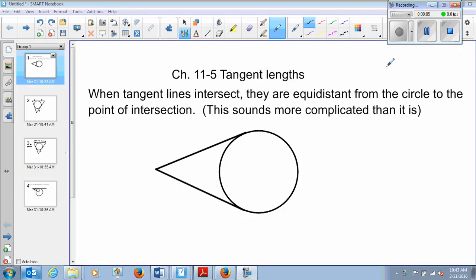Let's do some tangent lines from Chapter 11. We may remember tangent lines are lines that just touch the circle one time, that just barely touch it. So here we have some tangent lines.